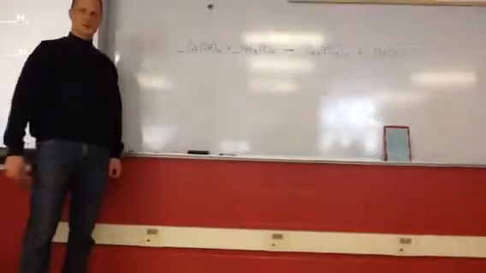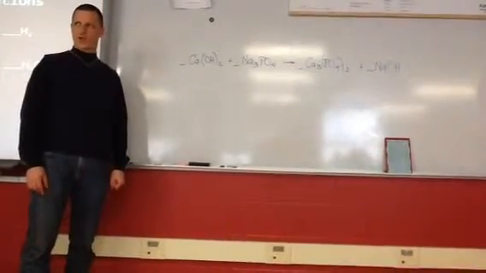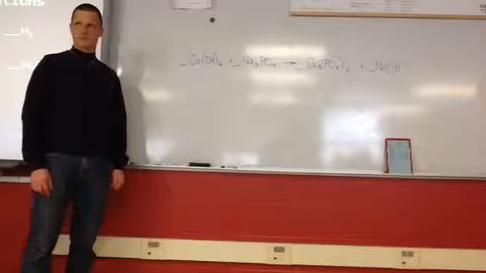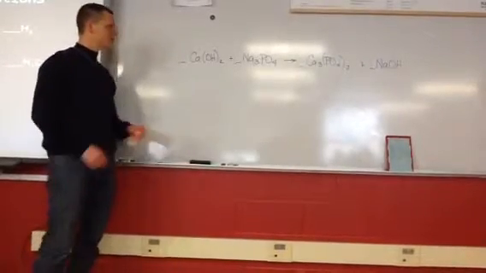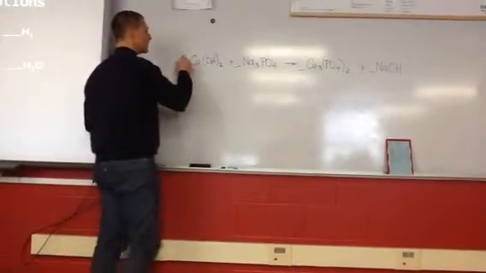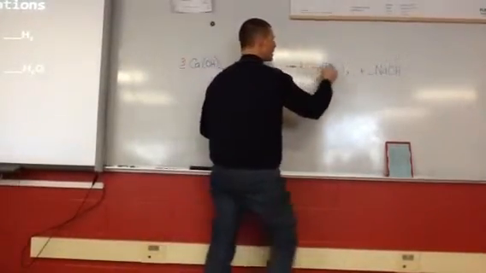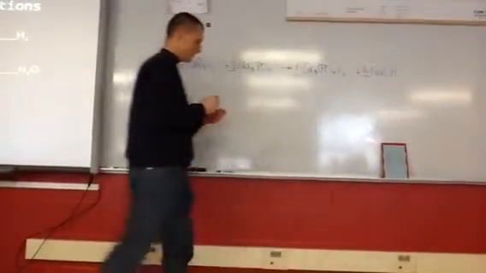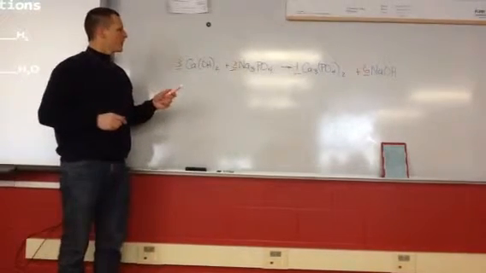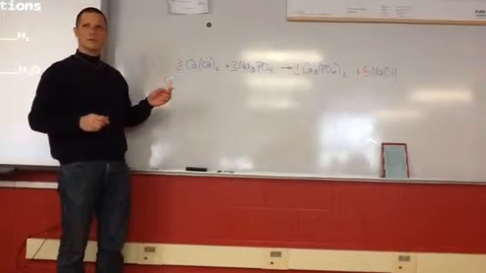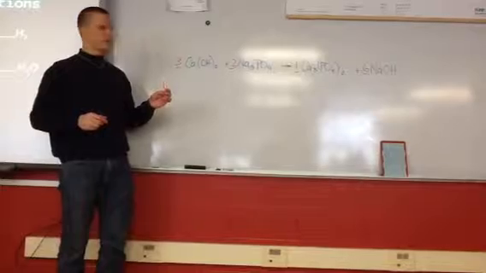Do we have this balanced? What you got, Allison? You want just the coefficient? Yep, give me the coefficient. I got 3, and then 2, and then 1, and then 6. Oh, that's what I got. Is that right? That's right. It is? Yeah.